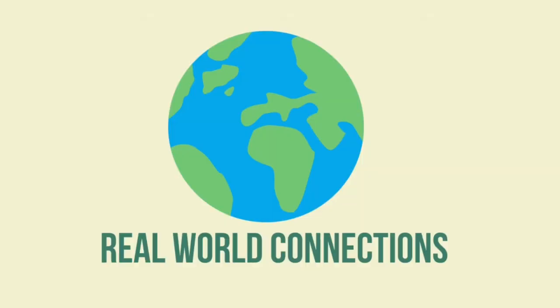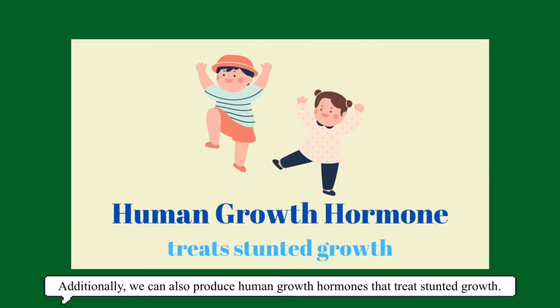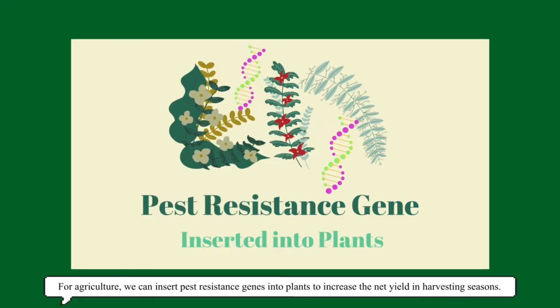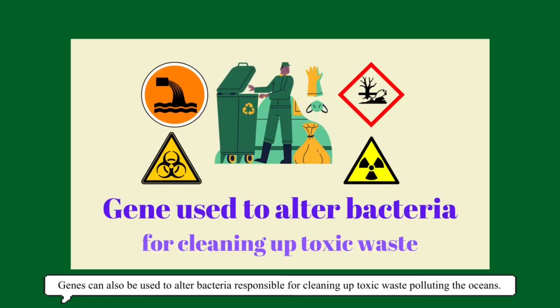We can apply these concepts to real life. In terms of medicine, we can produce proteins that dissolve the blood clots formed in heart therapy. Additionally, we can also produce human growth hormones that treat stunted growth. For agriculture, we can insert pest resistance genes into plants to increase the net yield in harvesting seasons. Genes can also be used to alter bacteria responsible for cleaning up toxic waste polluting the oceans.